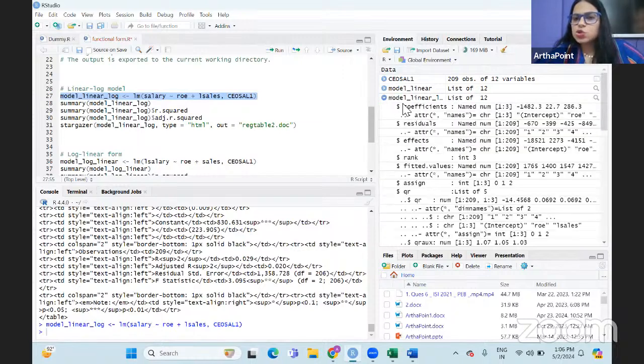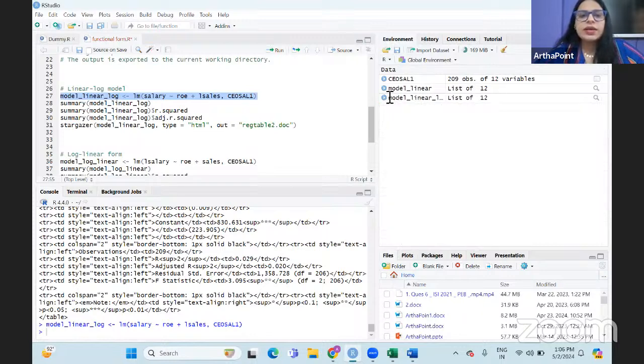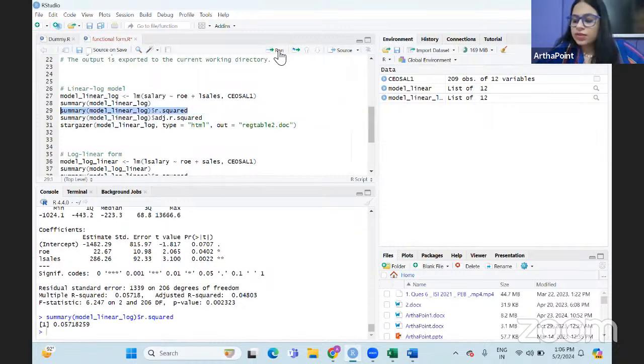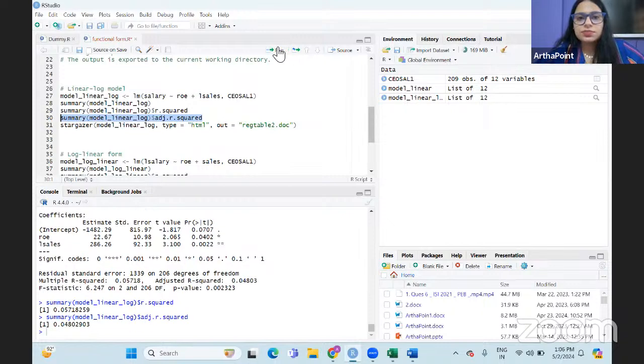Again, this has the same things, coefficient, residual, it shows all of these. Then you can go ahead and generate a summary of model linear log. So I'm just generating a summary. This is the summary of this model. Then I am finding out specifically the R square value, then the summary of adjusted R square. And then I am just putting them in a table in the doc file.